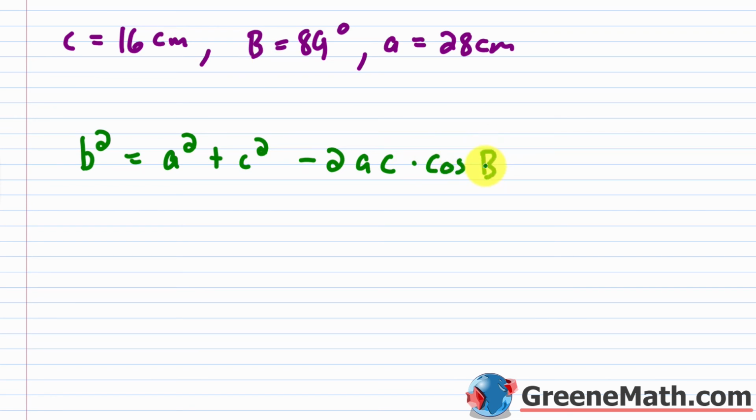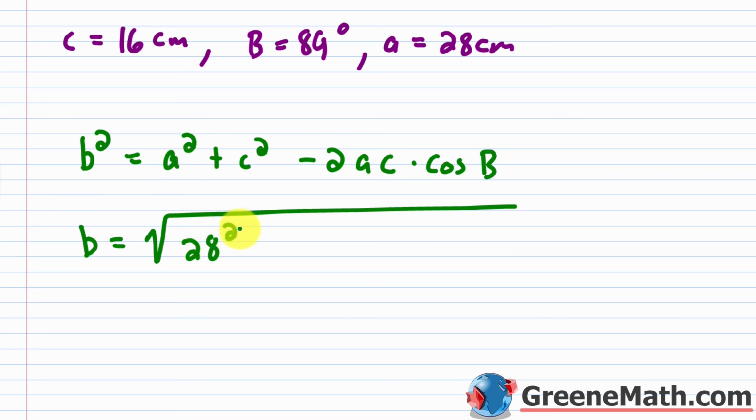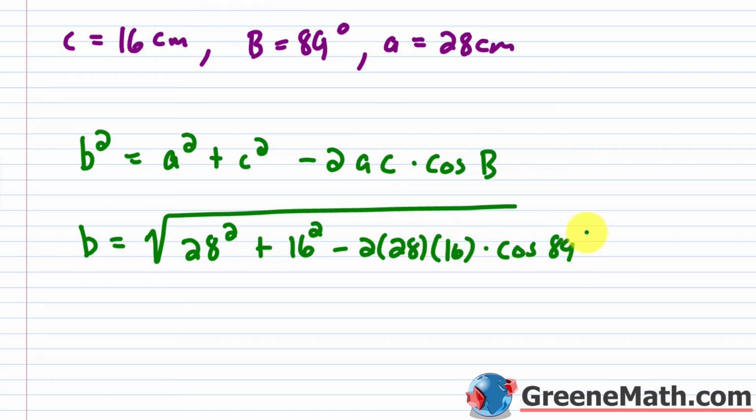So we're just going to plug in. B is equal to the square root of, for A, that's going to be 28. And forget about the units, you don't really need them because it's going to end up just being centimeters. Then plus for the C, it's going to be 16, squared. And then minus 2 times 28 times 16 times the cosine of 89 degrees, okay? Let's punch this into a calculator.